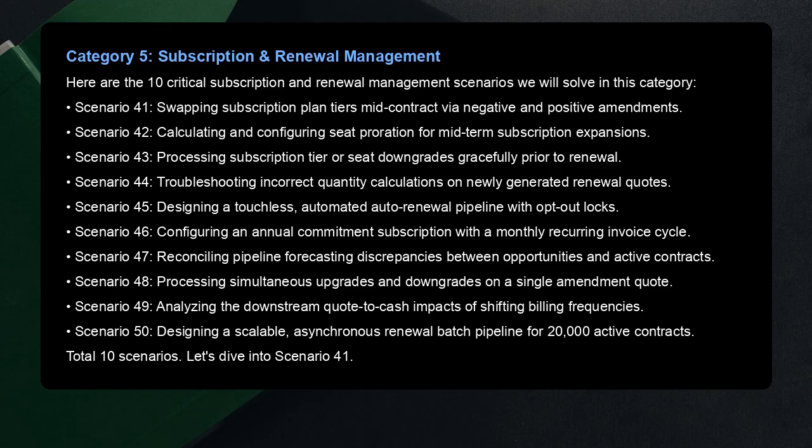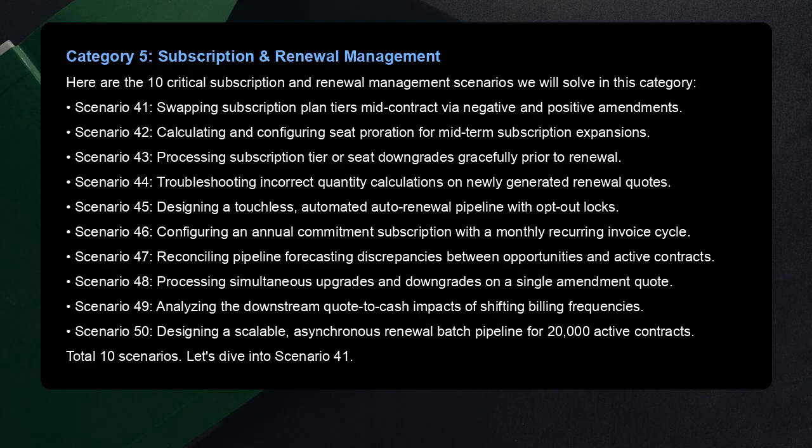Scenario 46. Configuring an annual commitment subscription with a monthly recurring invoice cycle. Scenario 47. Reconciling pipeline forecasting discrepancies between opportunities and active contracts. Scenario 48. Processing simultaneous upgrades and downgrades on a single amendment quote. Scenario 49. Analyzing the downstream quote to cache impacts of shifting billing frequencies. Scenario 50. Designing a scalable, asynchronous renewal batch pipeline for 20,000 active contracts. Total 10 scenarios.